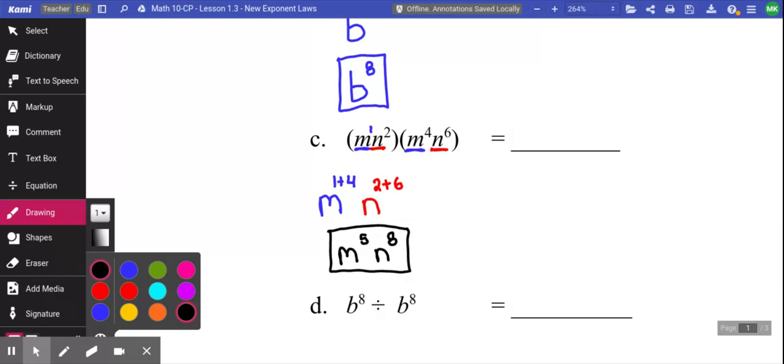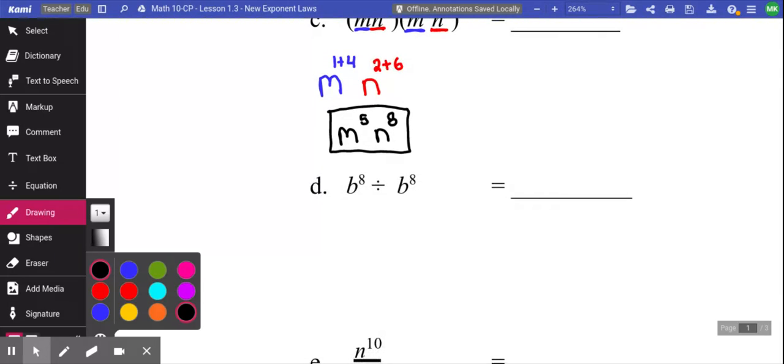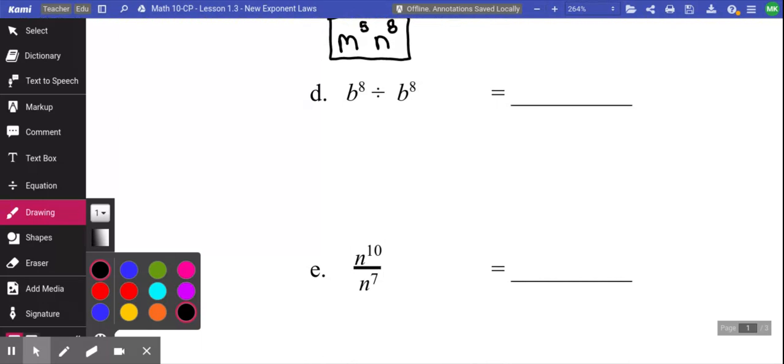Remember that one? A little trick here? Cool. If we look at D, D is a division question. Division means we're going to subtract the exponents. So this would become b to the power of 8 minus 8. 8 minus 8 is 0.